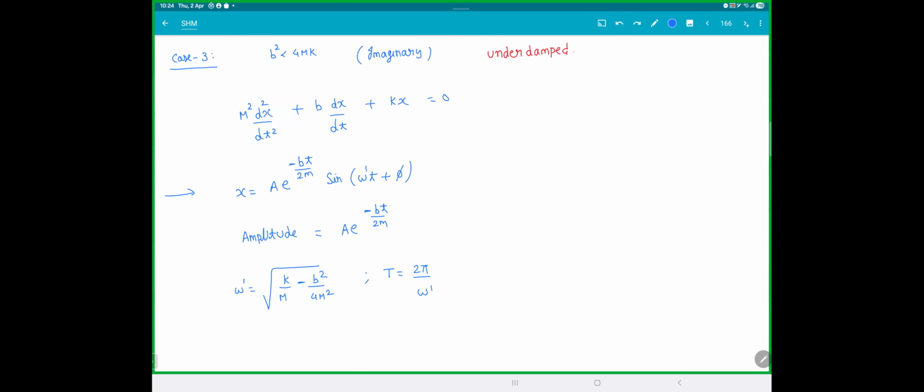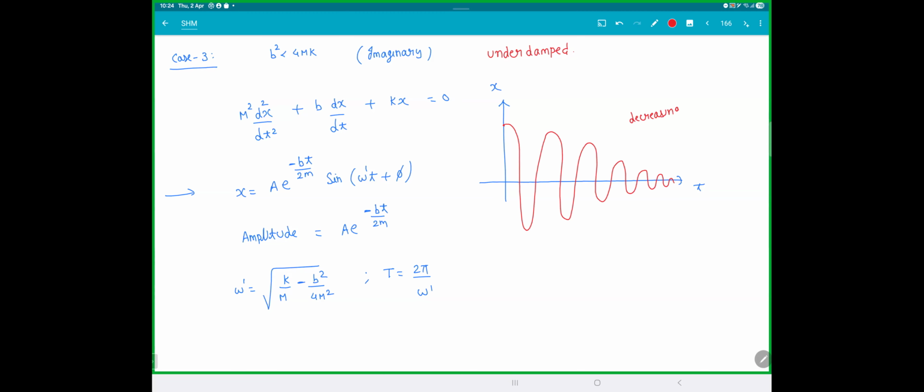And how will the graph look like? This is a sine function whose amplitude is decreasing. The graph would look like this. You're getting it? It's a sine function in which the amplitude is continuously dropping. This is a decreasing amplitude. Clear with this?